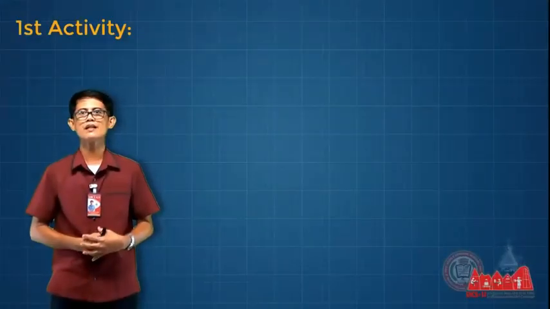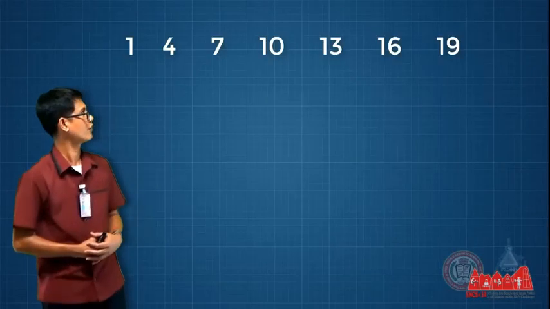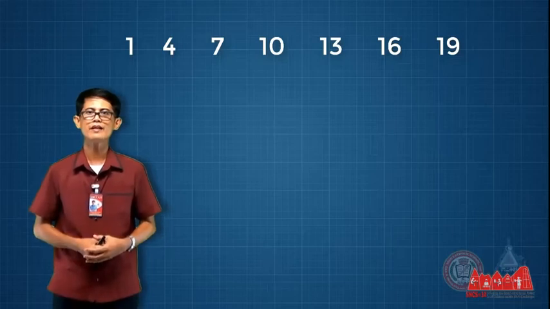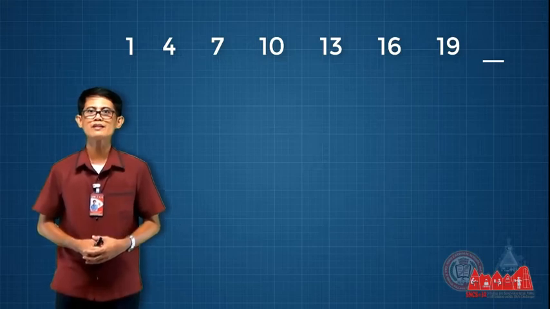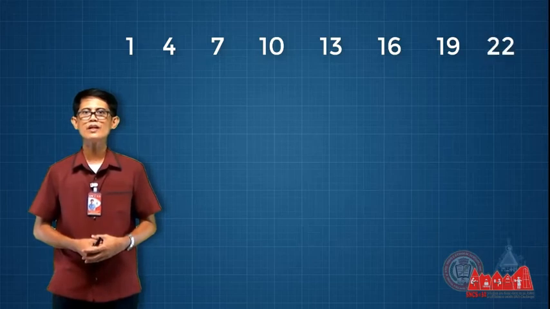For our first activity, let us have this number sequence. 1, 4, 7, 10, 13, 16, 19, blank. What will be the next number after 19? Of course, it's 22. And why do you say so? Yes, we just keep on adding 3 each time.